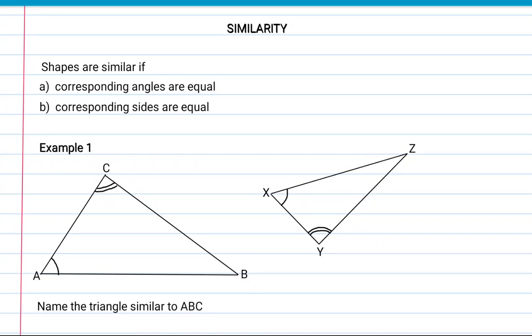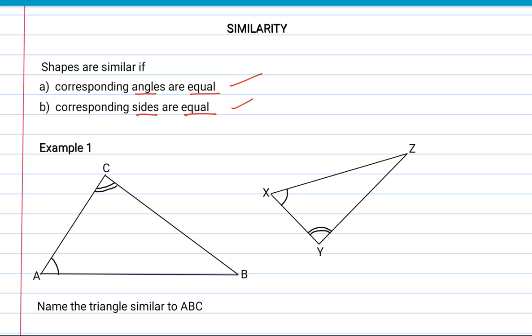Now let's look at similarity. So similarity is a very simple topic. For similarity, there are things that we need to consider firstly. Similar shapes have corresponding angles which are equal, and the second thing is that they have corresponding sides that are also equal. So you can see that shapes are similar mainly because they have these two things, which are corresponding angles which are equal, as well as corresponding sides which are equal.